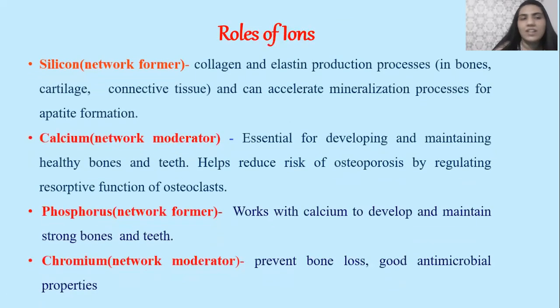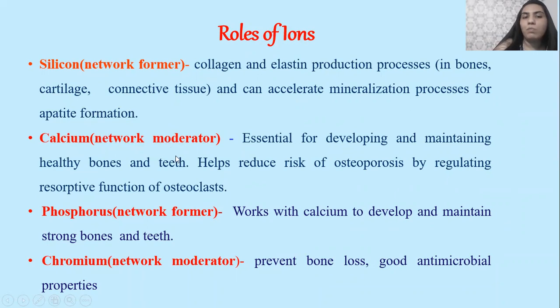Now, why do we use these ions? Silica is a network former. It supports collagen and elastic production processes in bones, cartilage and connective tissue, and it also accelerates the mineralization for apatite formation. Apatite we discussed in our other videos. What is apatite? That mimics the human bone.